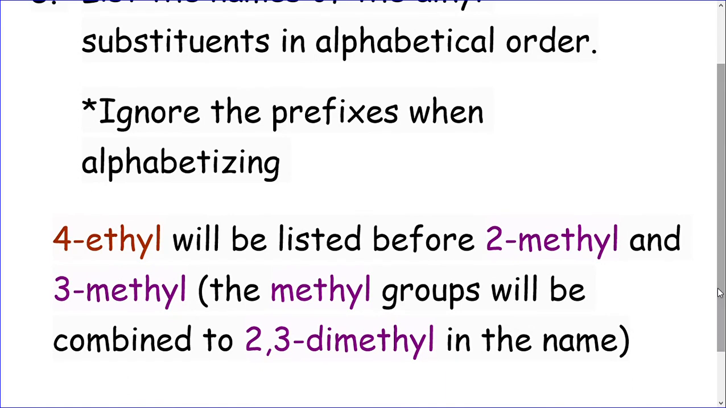Now notice when I go through this alphabetically, the 2, the 3, and the di part don't have anything to do with where this is going to show up in the name because it's all based on the group itself. So it's an M for alphabetical order.